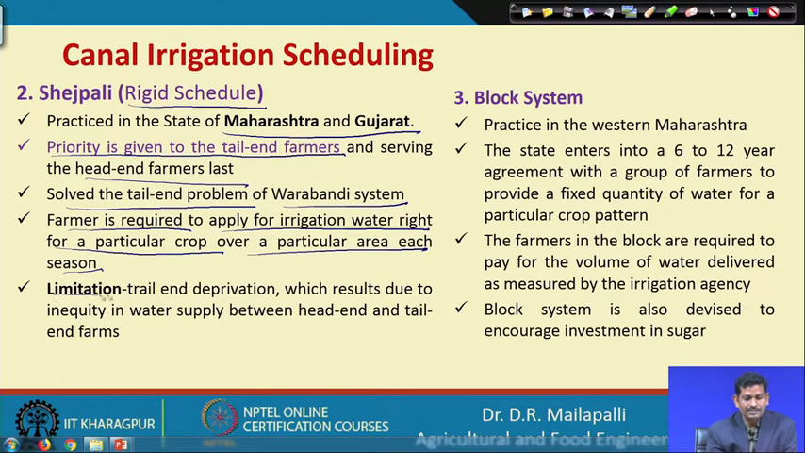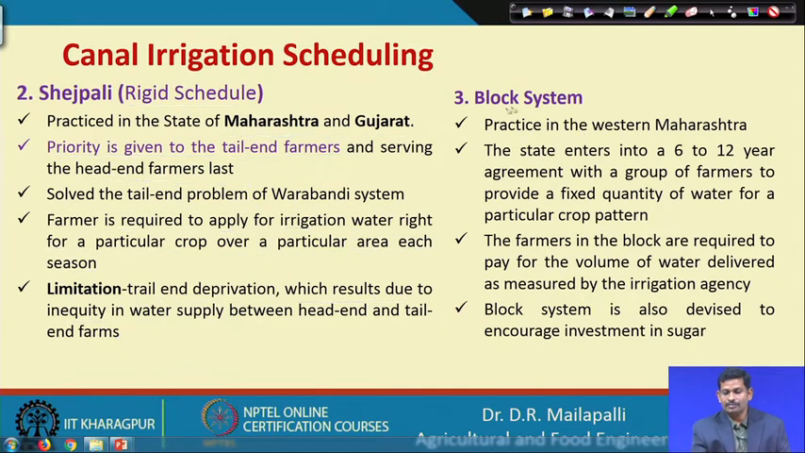Okay. The main limitation is this tail end deprivation, which results from the inequality in water supply between head end and tail end farmers. Okay. So, this is the main drawback, and the other system is the block system.